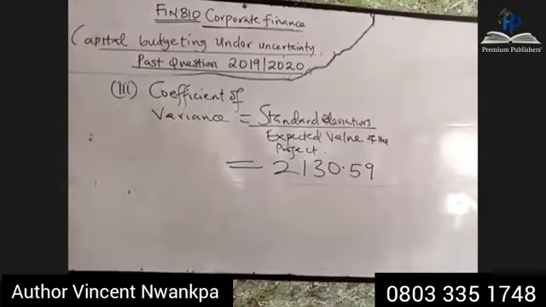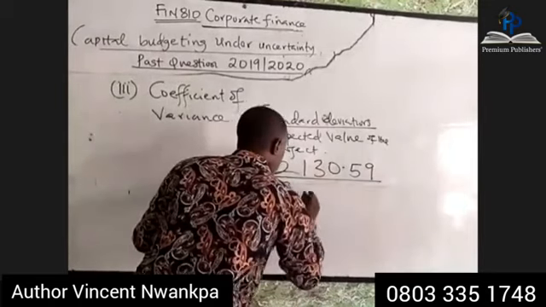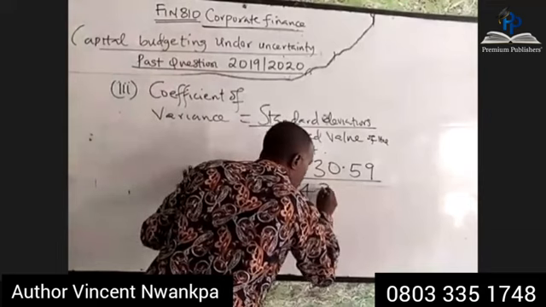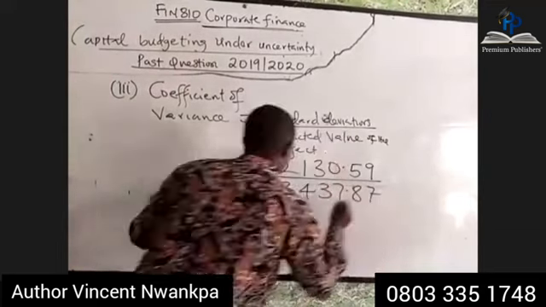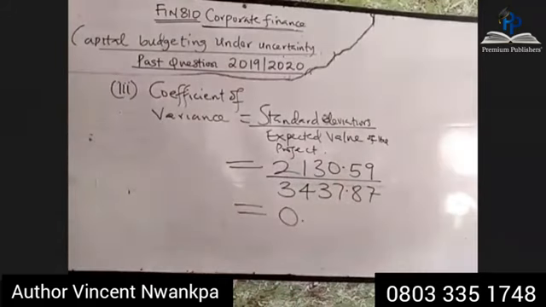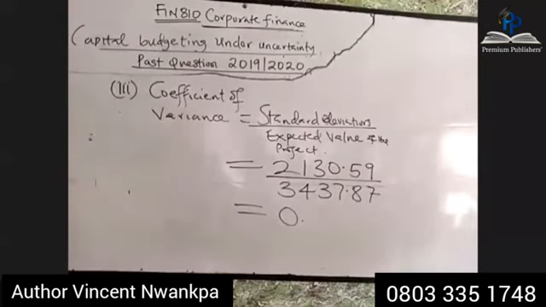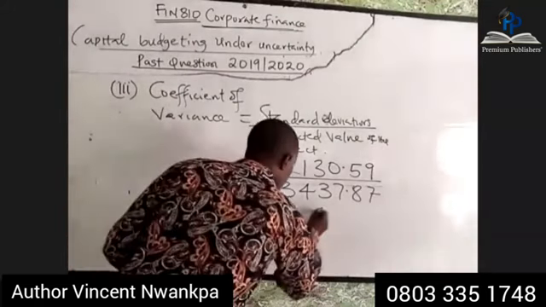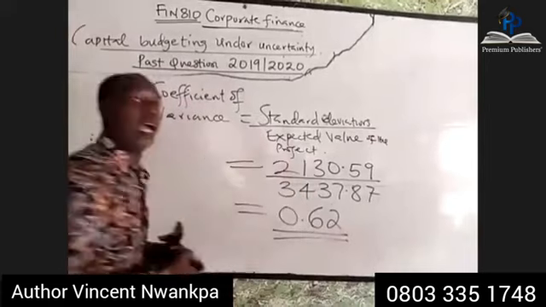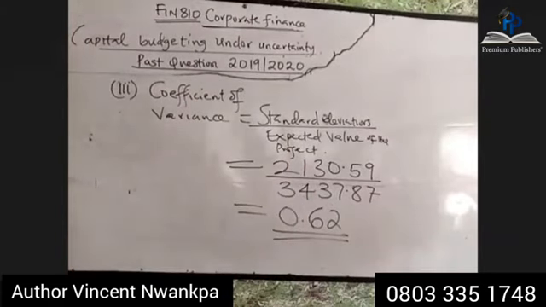What's our expected value? The one we got: 3,000 4,381. So what's the answer? 0 point something, I believe. 0 point 6 or so. That is how it is, and that's what you're expected to do. Any other questions? That's how to solve that small question. We have succeeded.